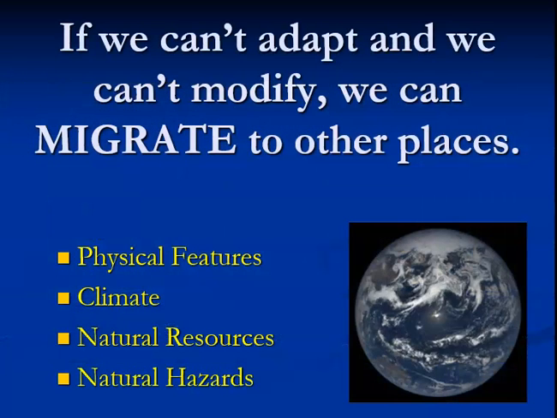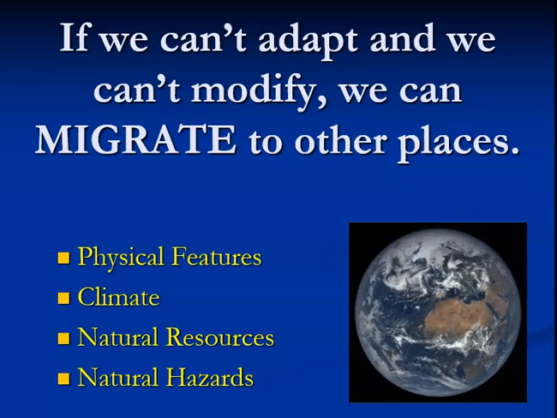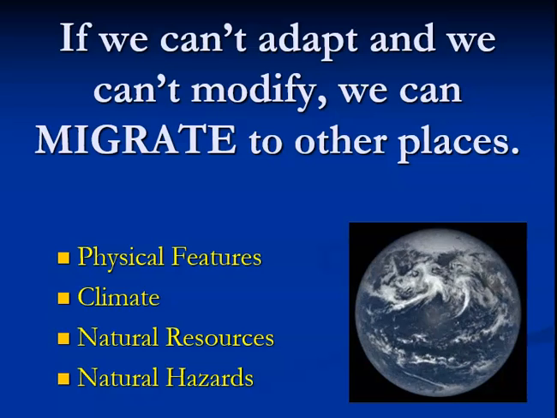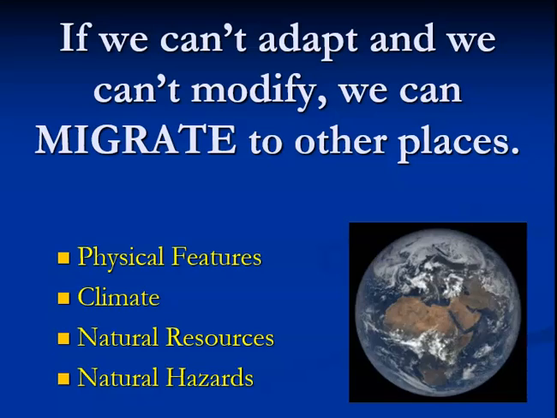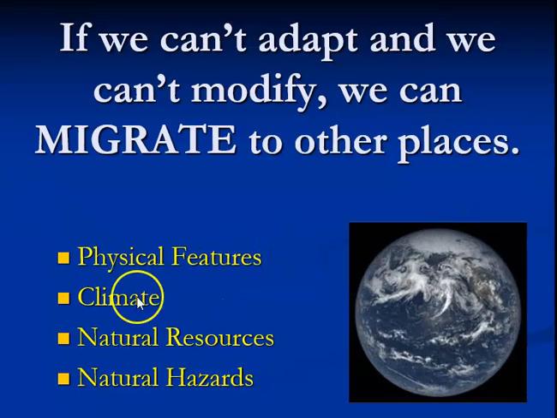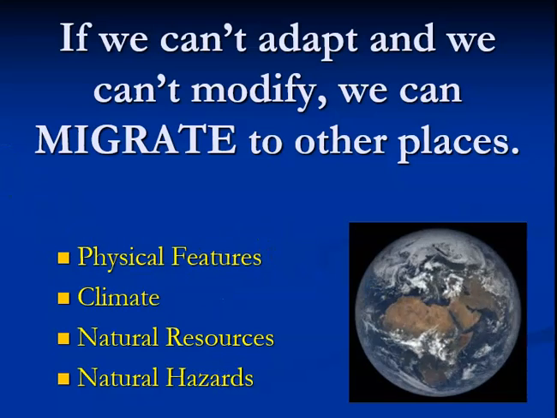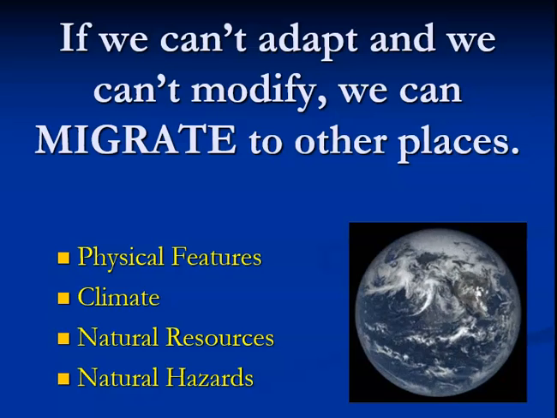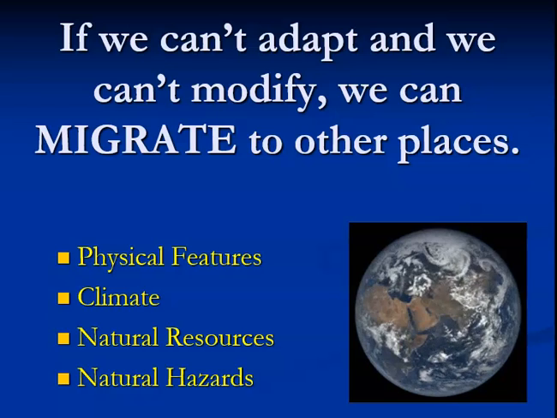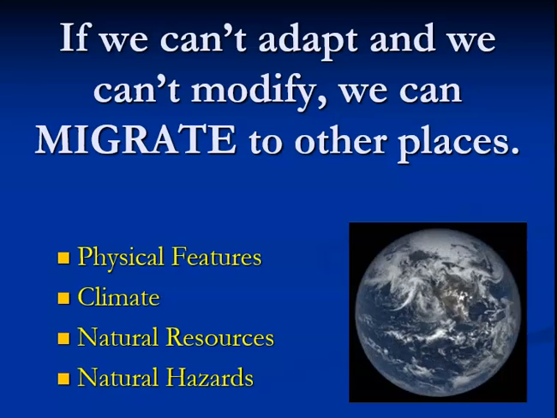Modification. If we can't adapt and we can't modify, we can migrate to other places. So looking at these characteristics, if we can't change ourselves and we can't change the characteristics in order to survive and be happy, we can choose to migrate, to move to other places.